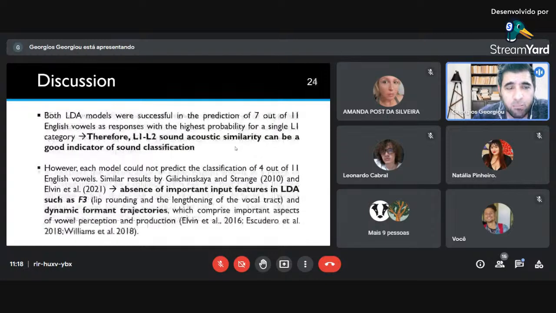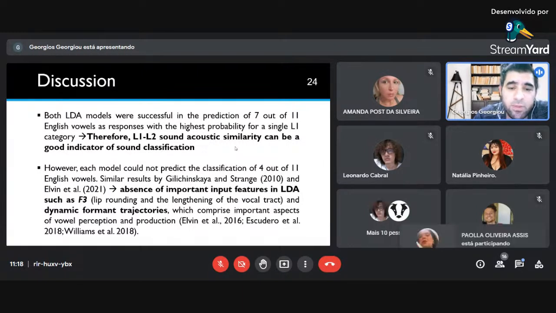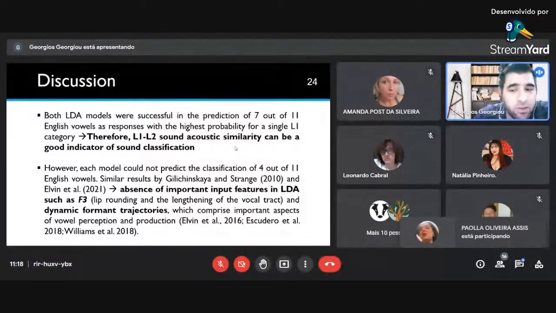Both LDA models were successful in the prediction of 7 out of 11 English vowels. So we can say that acoustic similarity can be a good indicator of sound classification, but there were some vowels which could not be classified, which were not predicted accurately by the model. Similar results were found by other studies. So this can be explained due to the absence of important input features in LDA.